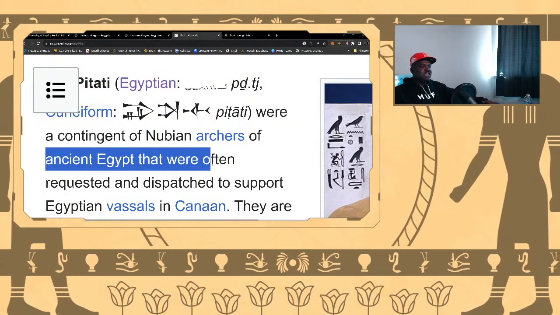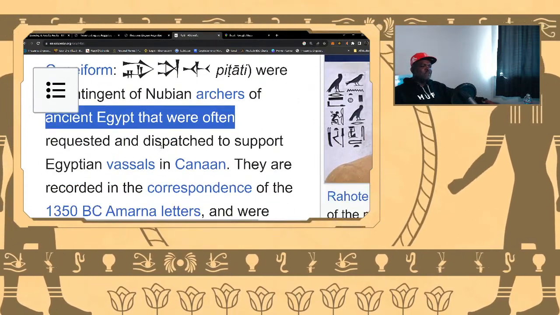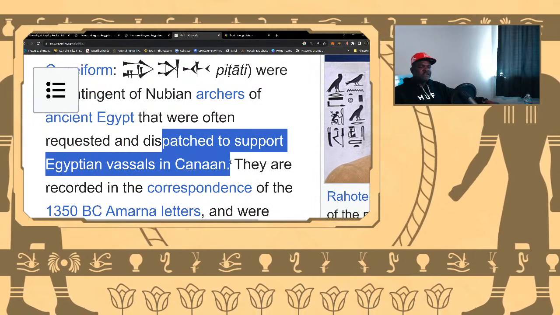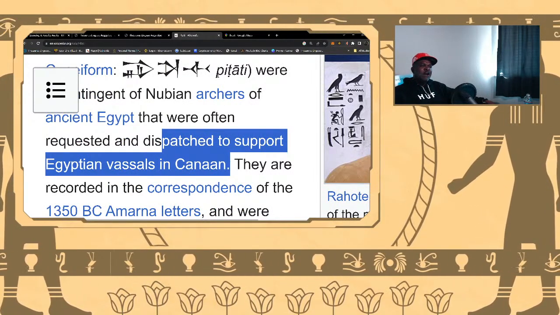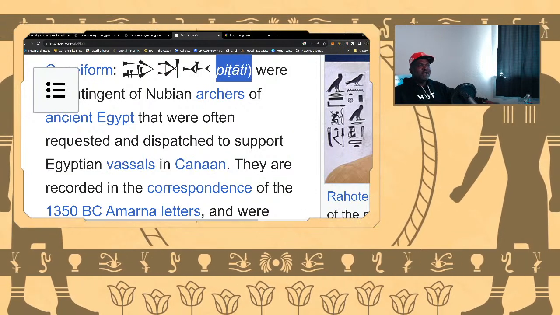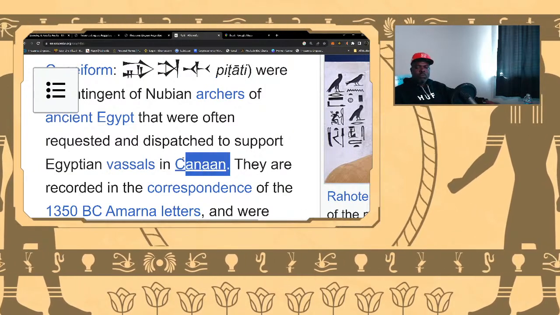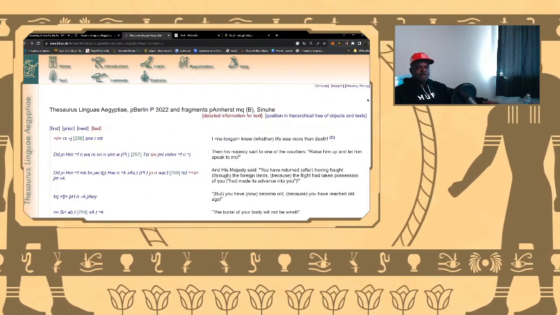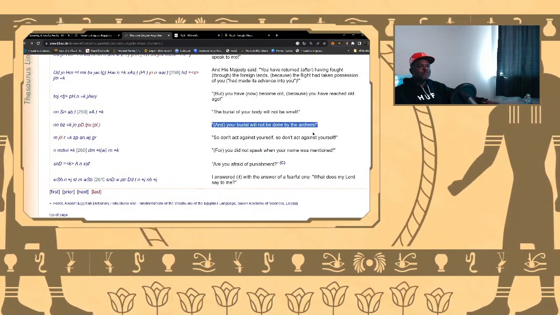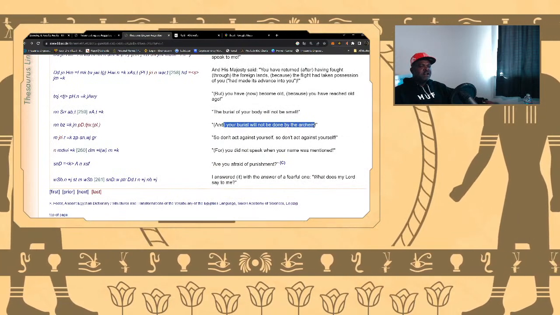Nubian archers in ancient Egypt were often requested and dispatched to support Egyptian vassals in Canaan. So now we know what he meant. You ain't about to be buried by no Canaanite. That made him feel good. He really said it right here. And your burial would not be done by the archers.